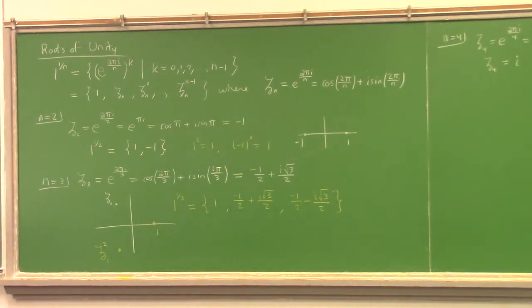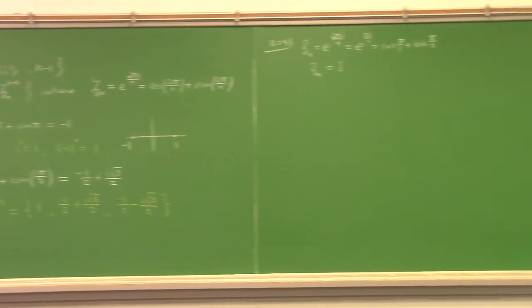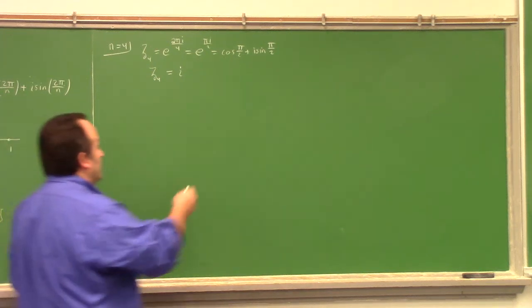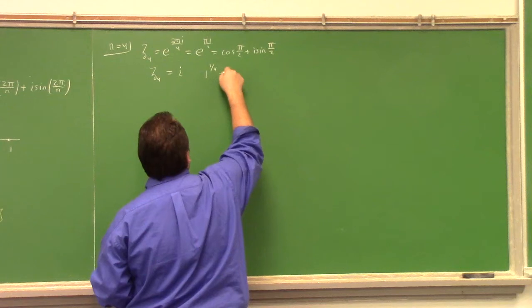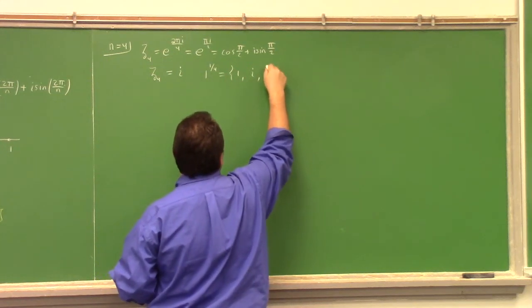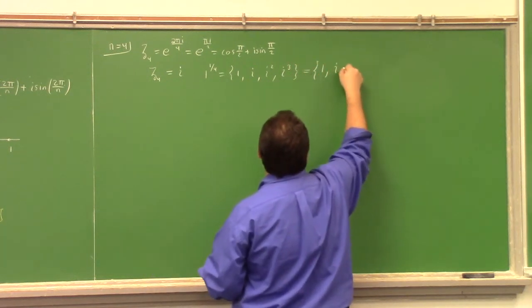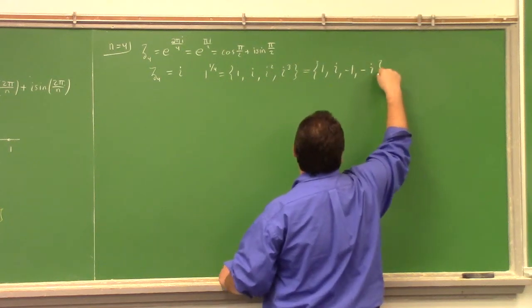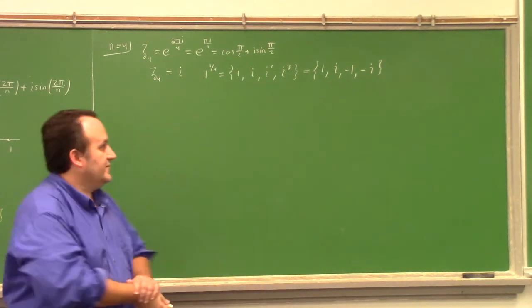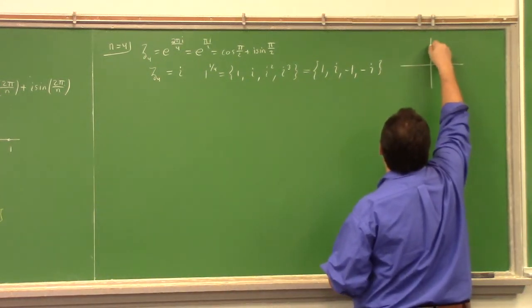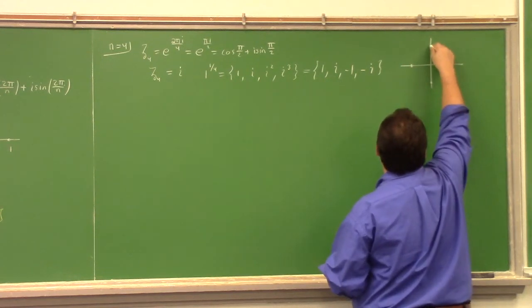K is just running from 0 to n minus 1, so it's just keeping track of the fact that there's more than one of them. So in this one, the fourth roots of unity, you've got 1, i squared, and i cubed. Of course, you can simplify that: 1, i, minus 1, minus i. And if you draw the picture here, it's very satisfying. 1, i, minus 1, minus i. These are the fourth roots of unity.